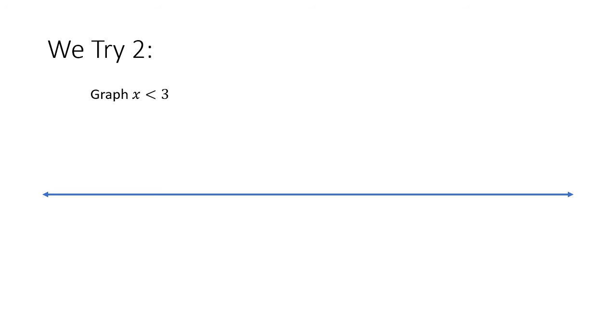Let's do this one. So here's 3, here's 4, here's 2, just so I get a sense of scale. And I want all the numbers less than 3. Well, 3 is not less than 3, so I'm going to use a hollow dot at 3. I want all the numbers less than 3, so my arrow is going to go to the left. Go ahead and pause the video and try this last one on your own.